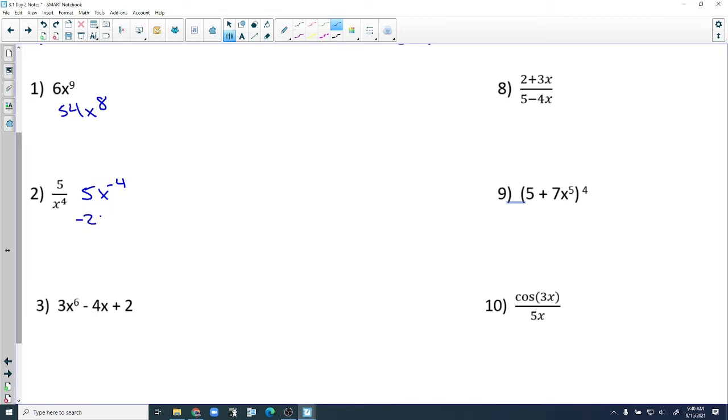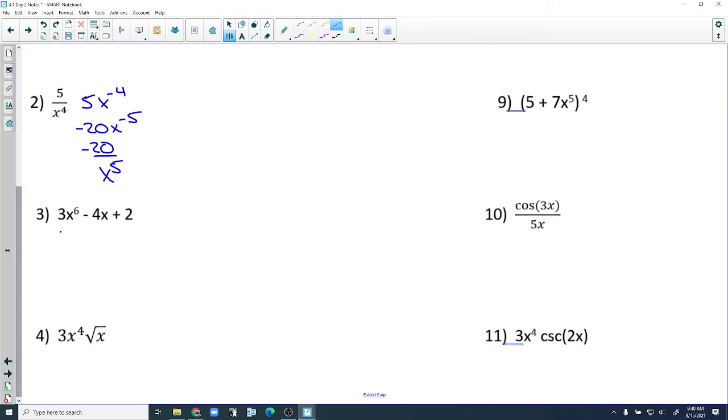So this is negative 20 x to the negative 5th. So negative 20 over x to the 5th. If you leave it as a negative power, I will take a point off. It didn't start with a negative power, it can't end with a negative power. This is 18x to the 5th minus 4. If you don't factor out what you can, I won't give you full credit. Oh, I can't factor out a 4. I can factor out a 2. 9x to the 5th minus 2.